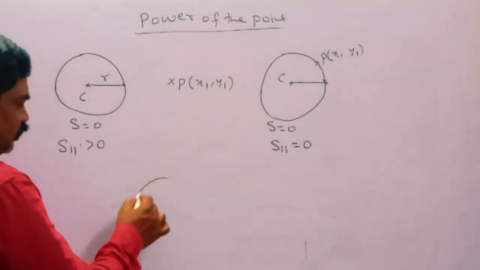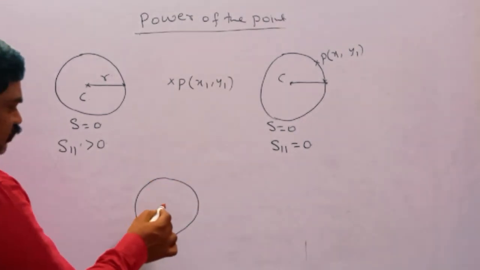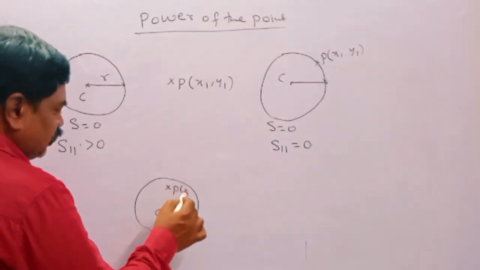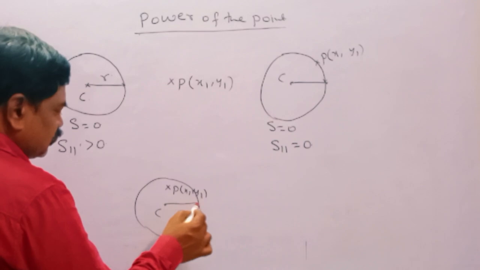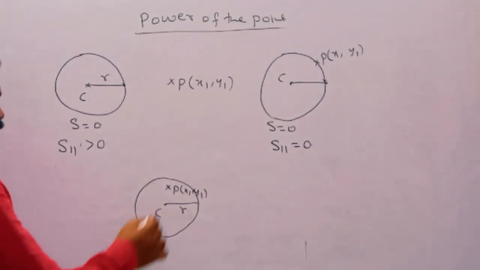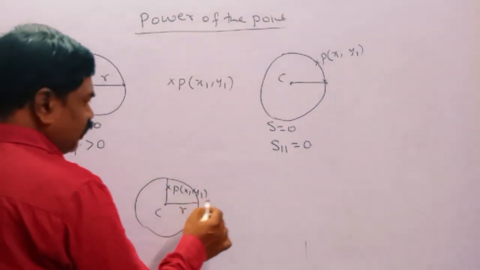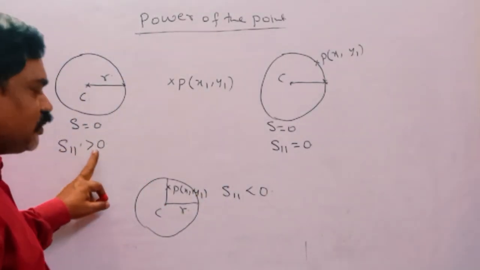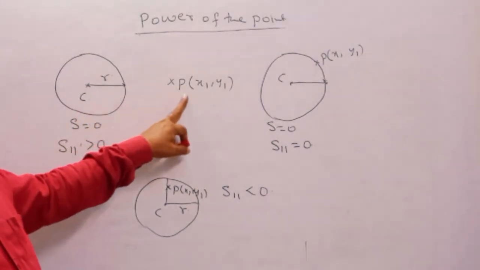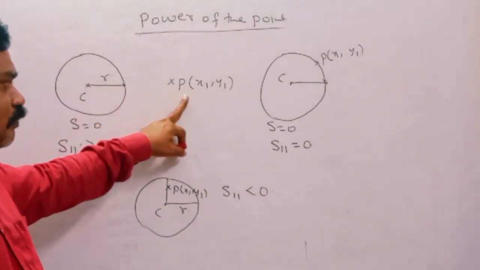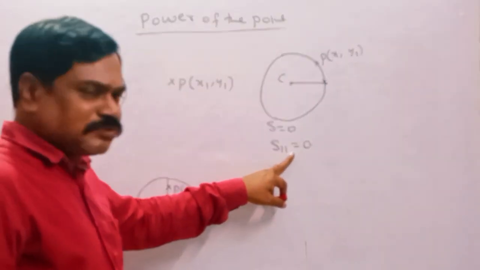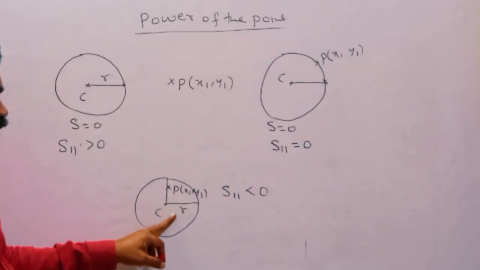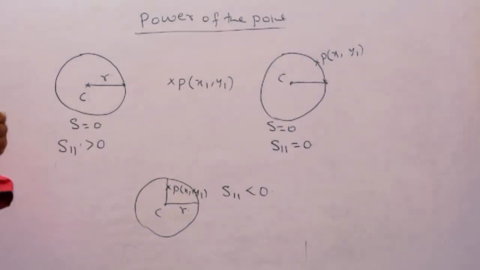And one more point: this is the circle, this is the center of the circle, and the point (x1, y1) is inside the circle. This is R. In this case, S11 is less than 0. S11 greater than 0 means the point is outside the circle. S11 equal to 0 means the point is on the circle. S11 less than 0 means the point is inside the circle.